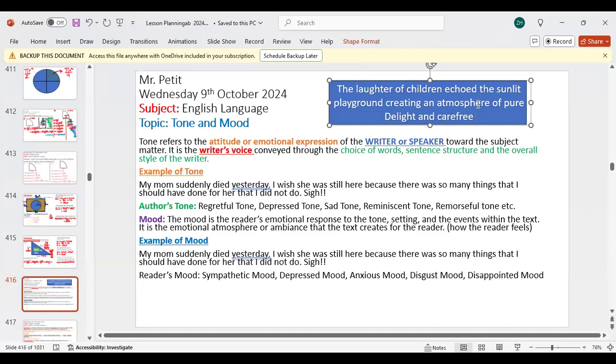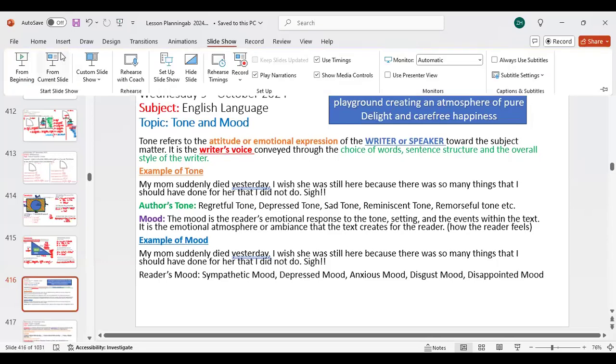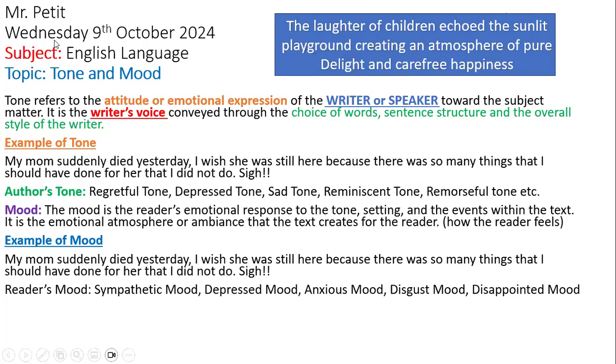Okay, for those of you who are finished with this, I have a statement that I have in blue. I want you to tell me the tone of this statement. It's in blue. Put it inside the chat for me, please.